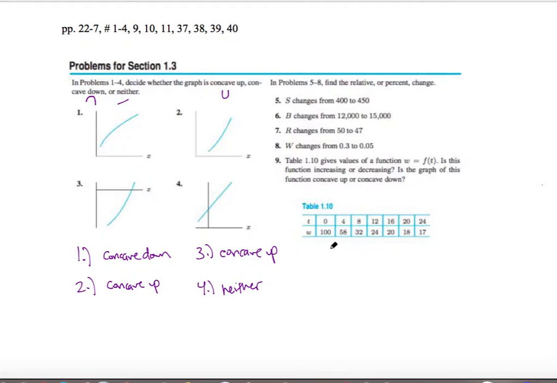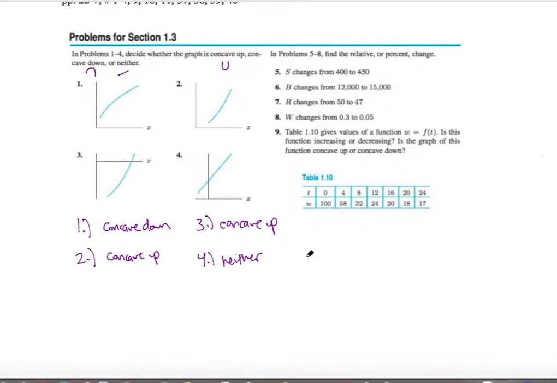Number 9. So looking at this table, we have values of a function w equals f of t. Is this function increasing or decreasing? And then is it concave up or concave down? So we can actually just take a close look at this table rather than doing a lot of calculations in order to figure out if it's increasing or decreasing. So as time goes on, I see that the value for w decreases over time. So this is very obviously decreasing. So we'll say w as a function of time is decreasing.